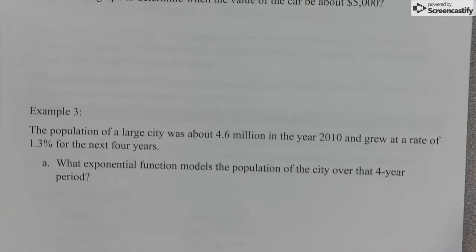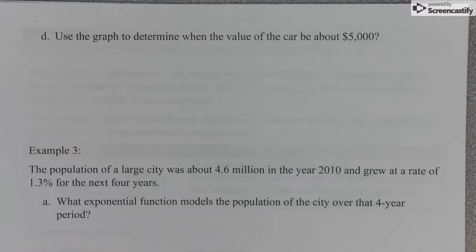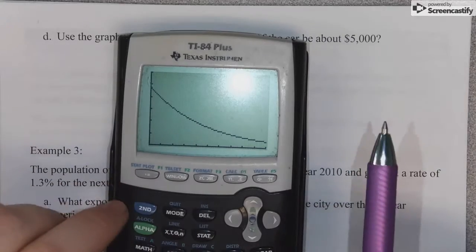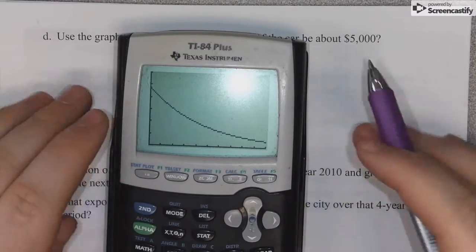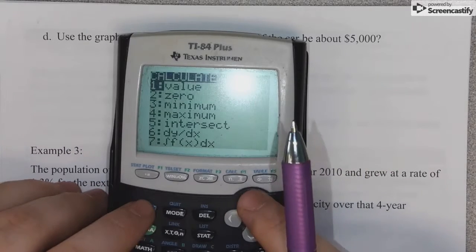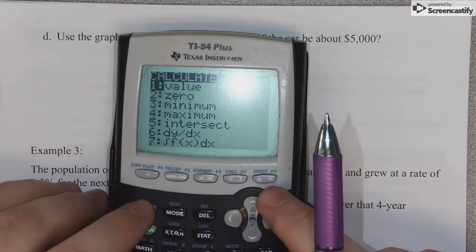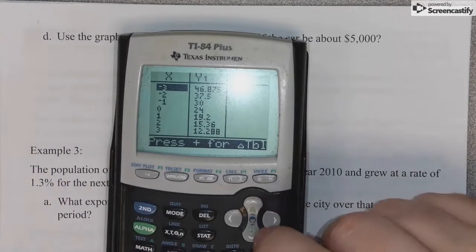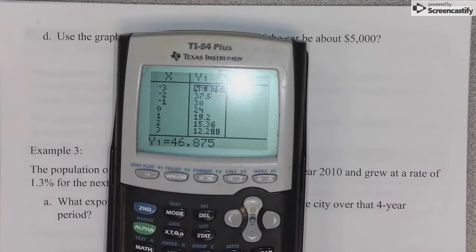Part D, they ask you to use the graph to determine when the value of the car will be about $5,000. So let's go ahead and use our graph here. We can use this feature that allows us to trace, actually, we'll just look at the table. If you look at the table of the graph, we want to see when the value of the car is about $5,000.